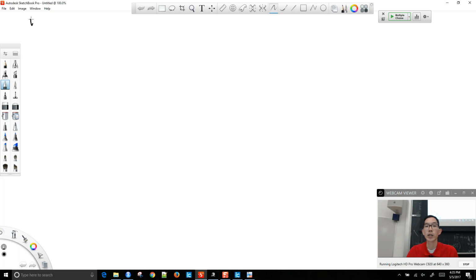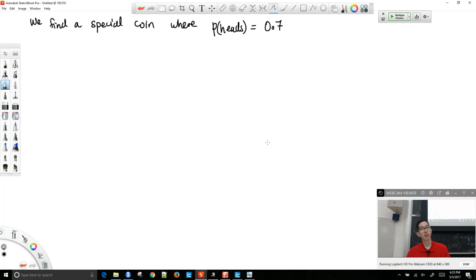Let's say we find a special coin where the probability of landing heads is equal to 0.7. Okay, so we got this special coin. It's going to land heads with probability 0.7. Okay, we flip the coin 4 times.